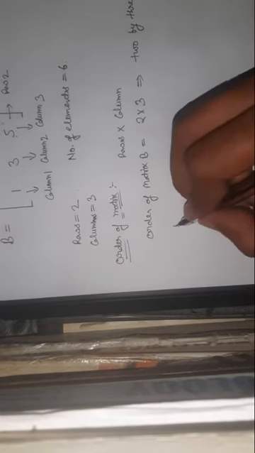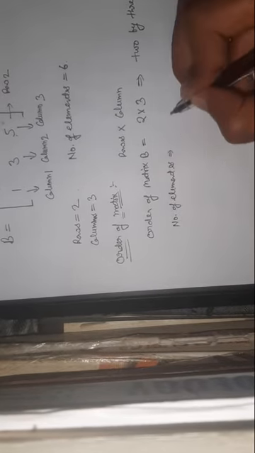And the number of elements in any matrix is equal to rows multiplied by columns. Or if we represent rows by m and columns by n, the number of elements is mn. According to this, 2 multiplied by 3 is equal to 6.